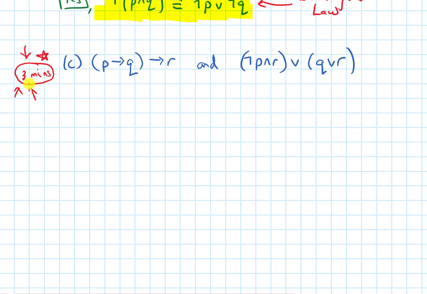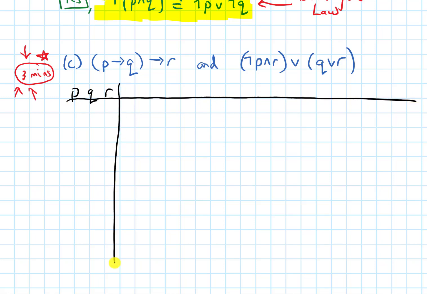Alrighty, so hopefully you've done that. Hopefully you paused it for 3 minutes to try this. This time, I need these three basic propositions, P, Q, and R, to begin with. And then let's slowly build these through the double vertical line.